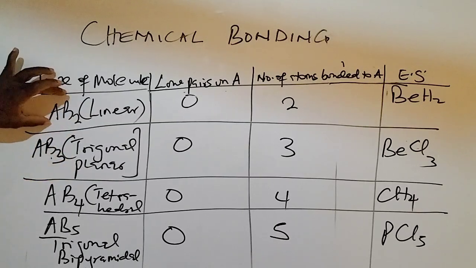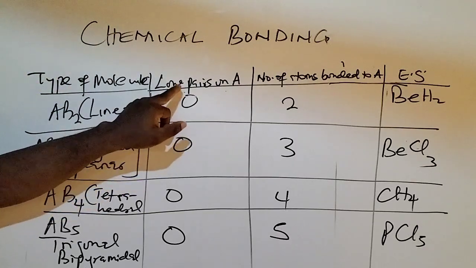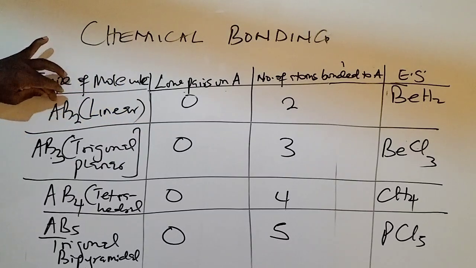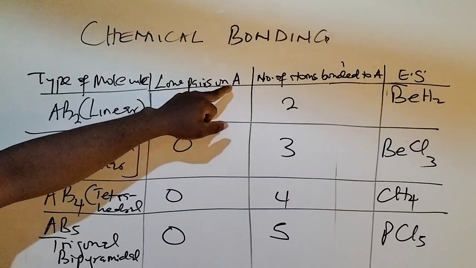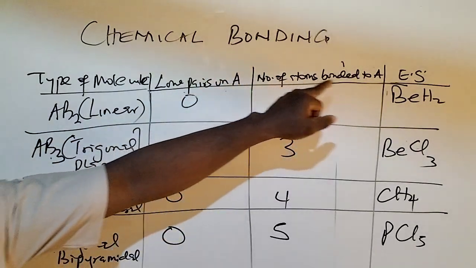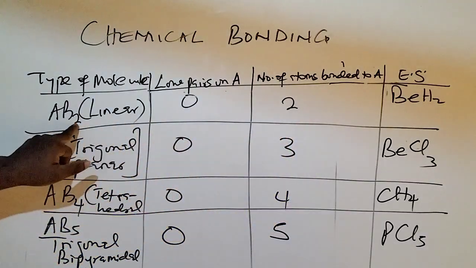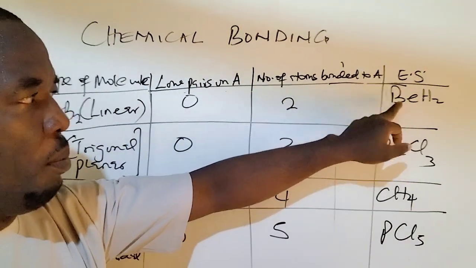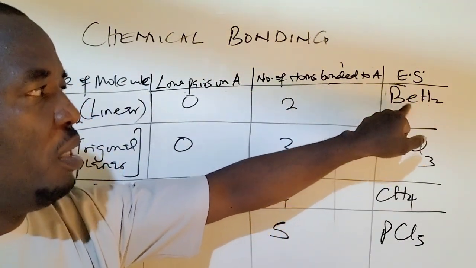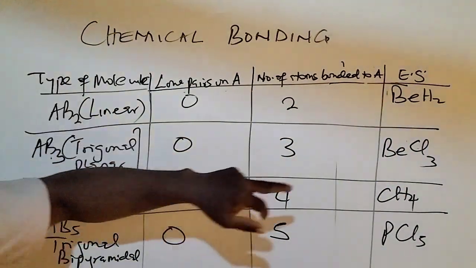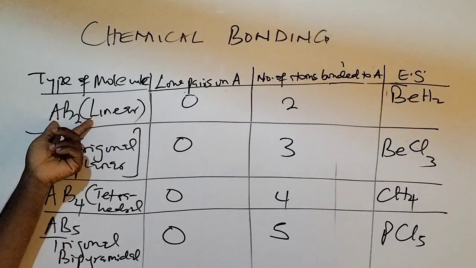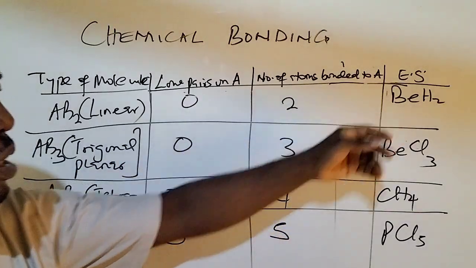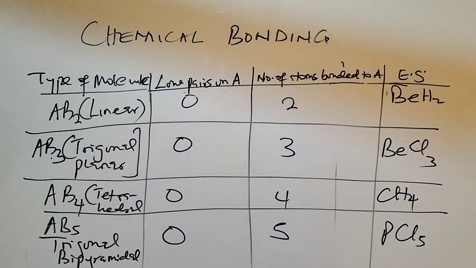Now, for such a molecule, if A has no lone pair on it, the number of lone pairs on A is 0. A is the central atom, and the number of atoms bonded to A is 2, as you can see, B2. An example is BeH2, where beryllium is our A and H2 is our B2. Beryllium has no lone pair on it. Such a molecule is said to have a linear shape in chemistry.